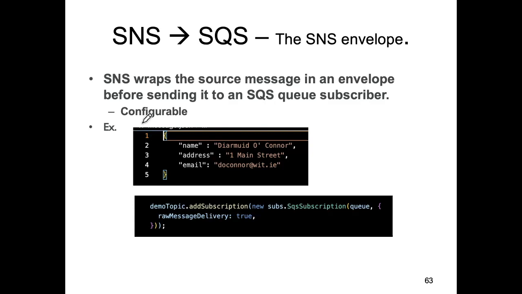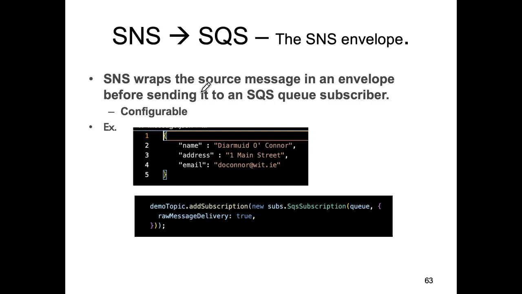So I'm saying here that SNS wraps the source message. The source message is, in my case, the message that was sent from the CLI, which was my simple little JSON structure. It wraps that in an envelope, and the envelope contains information about the SNS topic that provided the message, if you like, and some other information from the SNS side.